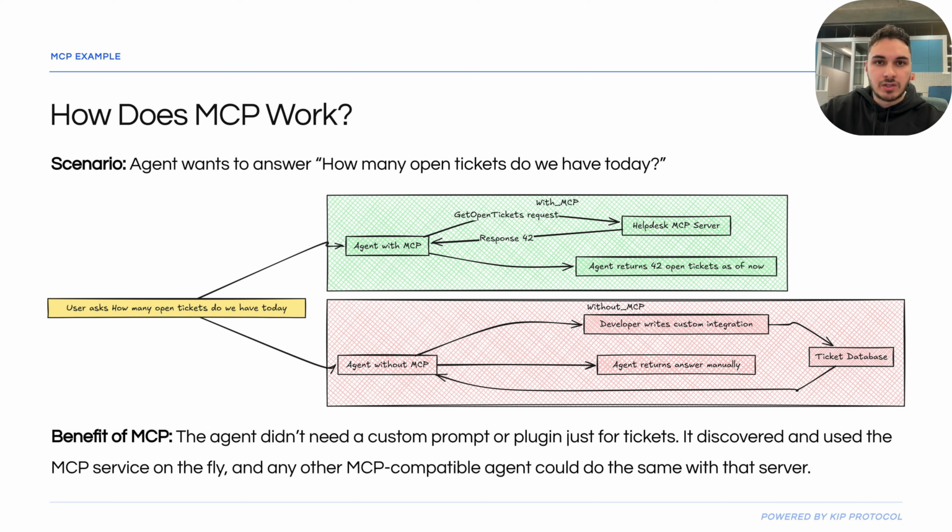Zero custom prompt engineering for the specific query. The agent dynamically found info using MCP. Also, everything is structured. The agent didn't misinterpret the number 42 as something else because it came in a defined schema. Overall, this makes such integrations plug and play. MCP reduces the effort and errors in scenarios where AI needs to fetch and update information in other systems.